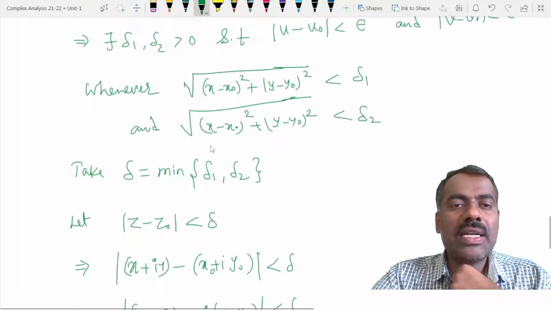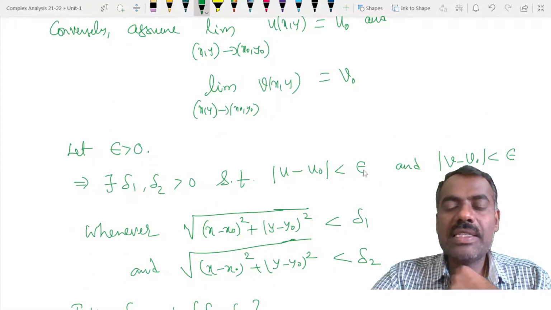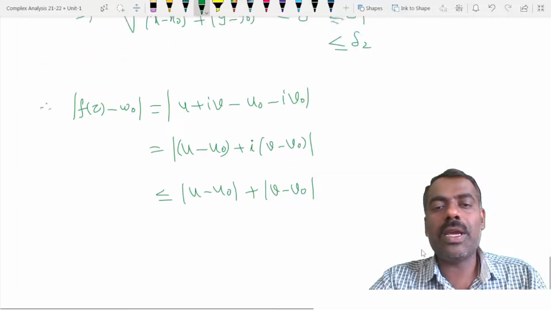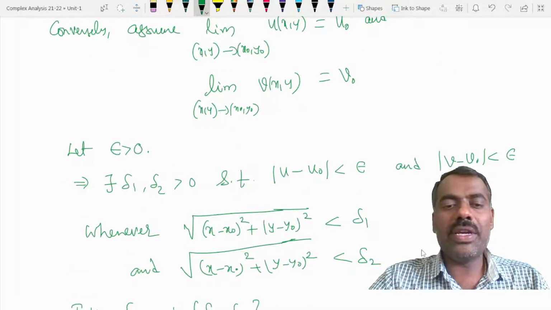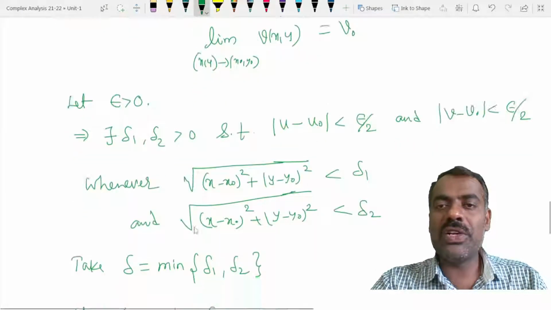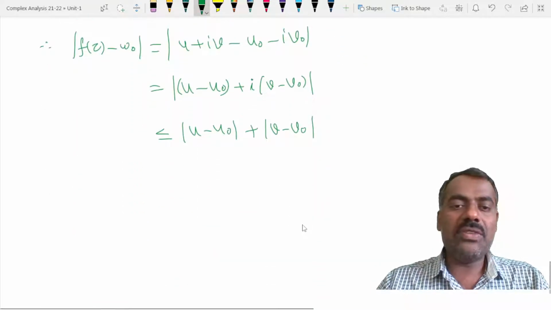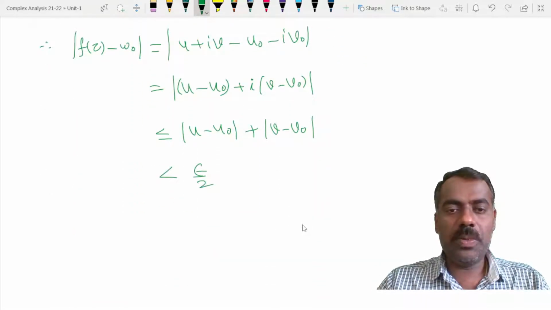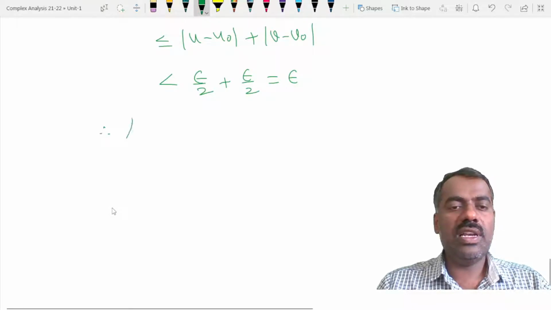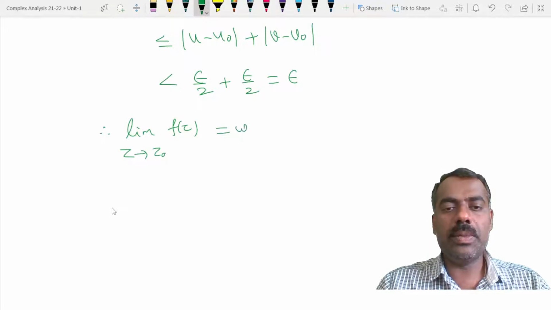But |u − u naught|, what we know, is less than epsilon, and here it is also less than epsilon. So if you take epsilon plus epsilon, you will get 2 epsilon here. For that reason, you can start with epsilon by 2 and epsilon by 2. This is only manipulation. Then you will get here 2 times epsilon by 2, which is equal to epsilon. Therefore, the limit of f(z) as z tends to z naught is w naught.